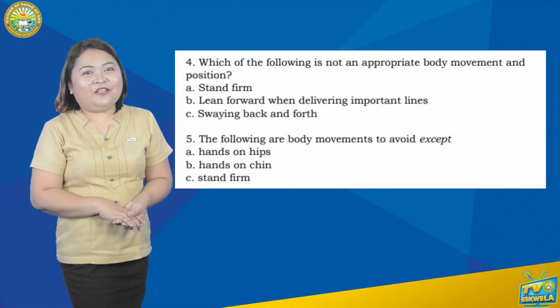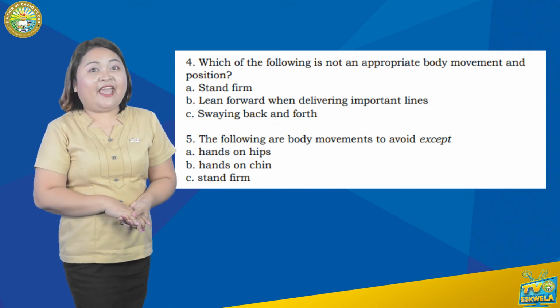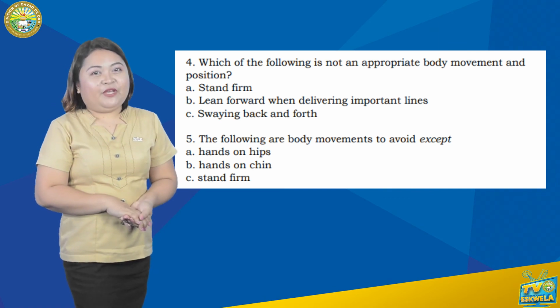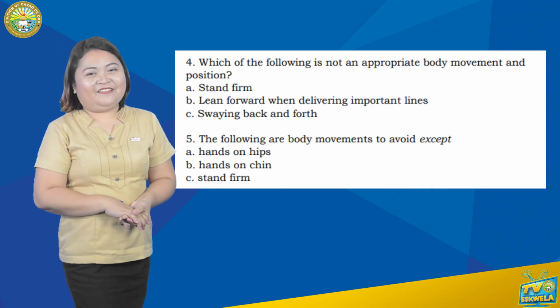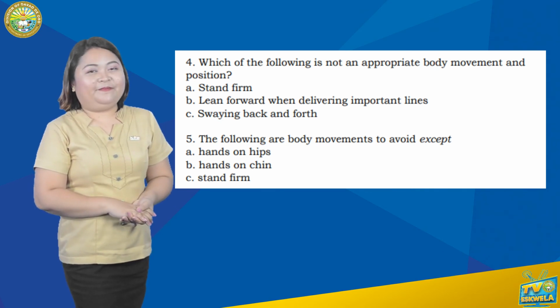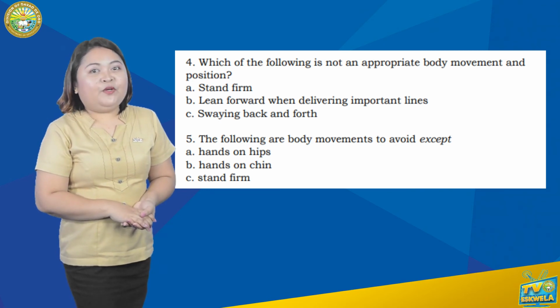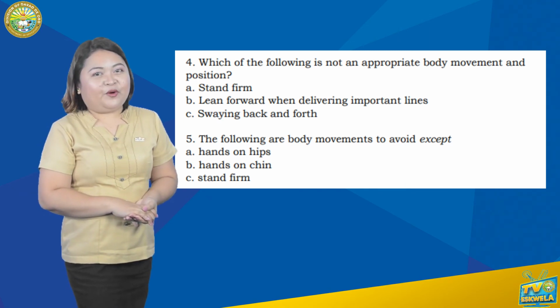Number 4. Which of the following is not an appropriate body movement and position? Letter A. Stand firm. Letter B. Lean forward when delivering important lines. Letter C. Swaying back and forth.